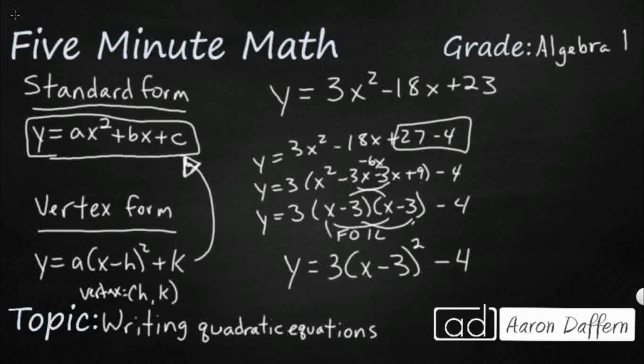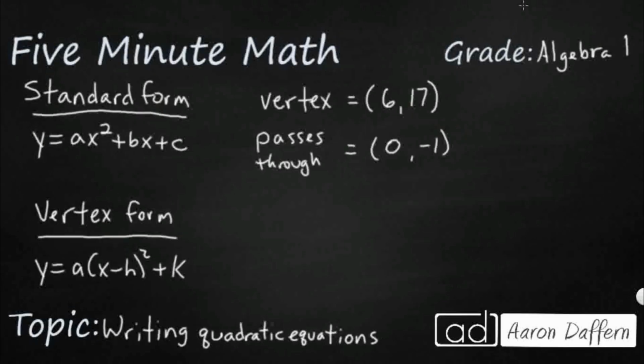Let's look at a different example. Sometimes you'll be given just the coordinates of the vertex and one point that it passes through, and that's all we need to write both of these equations here. So remember, our vertex in this vertex form is the h as the x-coordinate and the k as the y-coordinate. So if we have a vertex, we have the h and the k. If we have a point that it passes through, we at least have an x and a y that's going to satisfy this. So we can actually use this vertex form here.